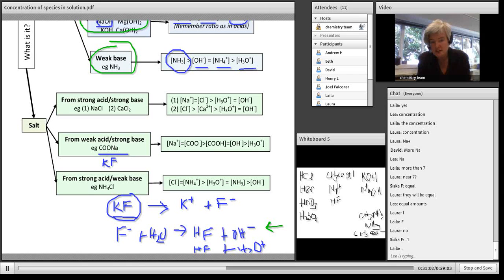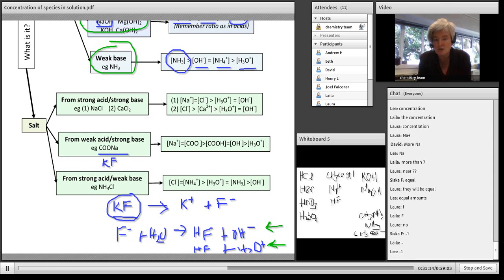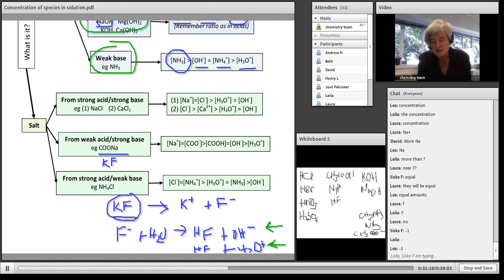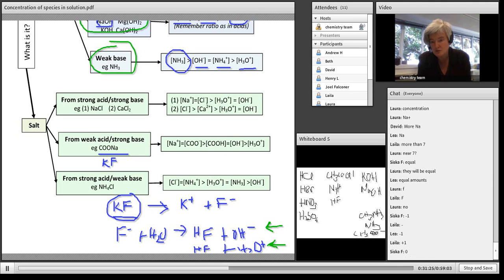So what is the charge on HF? What is the charge on OH minus? So the total will be -1. If I look at my second equation that I had, so I had my F minus reacting with H2O, what is the total charge now on the right-hand side? So it's neutral on HF, positive on H3O plus. I have a total charge of +1.